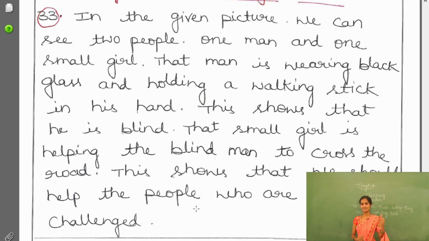And this shows that he is blind. That small girl is helping him. And through this we can learn that we should help the people who are physically challenged. This is enough. Okay. The only thing is, when you are writing a paragraph looking at the picture, the paragraph should be in the present tense.